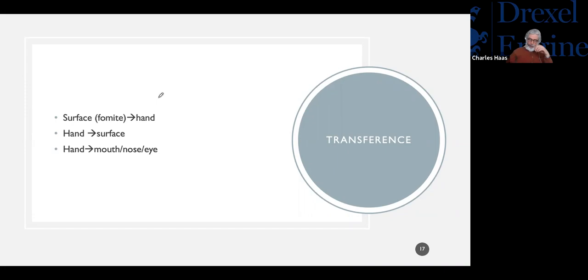So we have transference from the fomite to the hand, and we need to describe how well that occurs. We then have transference from the hand of a person who may be infected, contacting the surface. And then finally, we have contact between the hand of a person who's just touched the surface and their own mouth or nose or eye. How much of what they've touched are they now exposed to by contact with a body part?